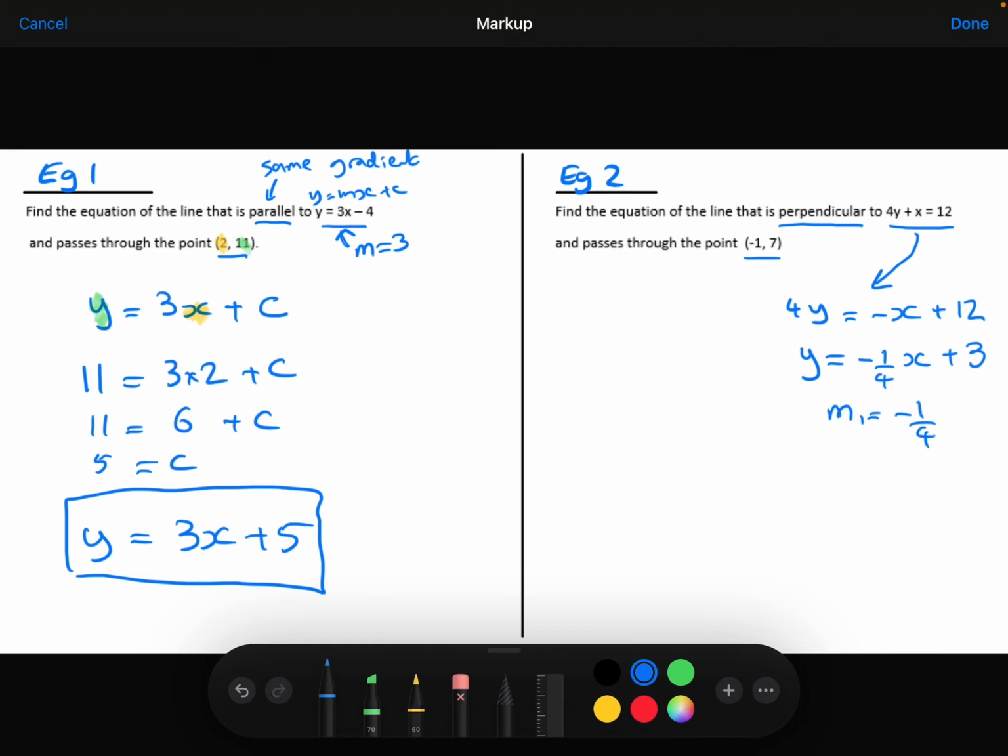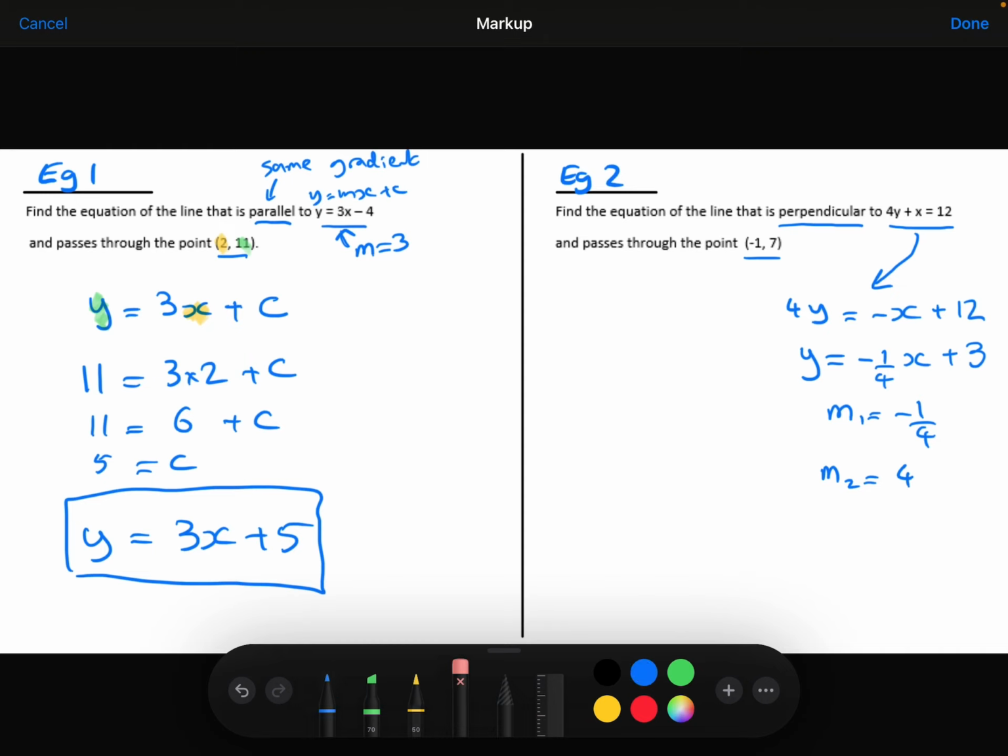Which means that the gradient of the perpendicular line will be the negative reciprocal of that. So it's going to turn into a positive, and it would be 4/1 or just 4. The gradient of the perpendicular line is 4. So I can now say y equals 4x plus c.